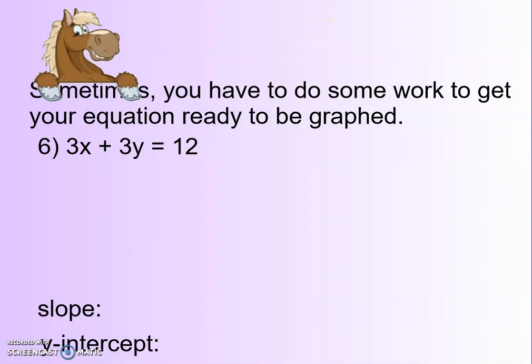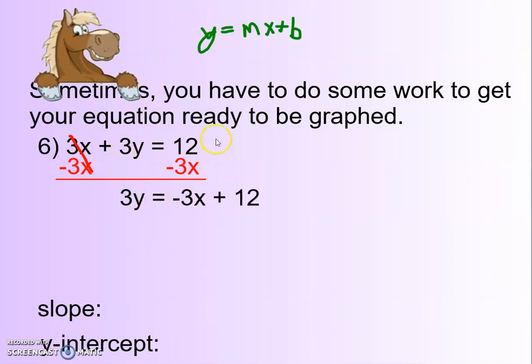So how do you do that? Well, first of all, remember, slope-intercept form, y equals mx plus b. And to get it in slope-intercept form, it means I need to get this y all by itself. So to get this y all alone, first thing I'm going to do is get rid of that 3x. I'll subtract 3x from both sides. And when we do that, those 3x's cancel. On the left-hand side, we have 3y, and on the right-hand side, we have negative 3x and a positive 12.